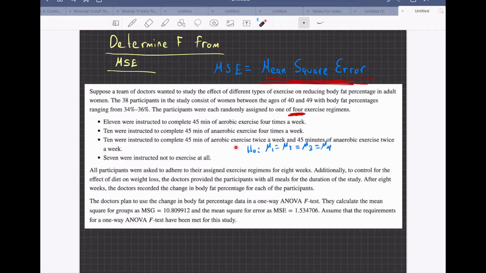And how do we measure that? It says after 8 weeks, the doctors recorded the change in body fat percentage. So if the change was the same or more or less the same, then that means that the 4 regimens don't make any difference, right? But if they're not the same, then at least one of them is going to be better than the other ones. Oh, I'm sorry, this is the alternative: at least one is different.